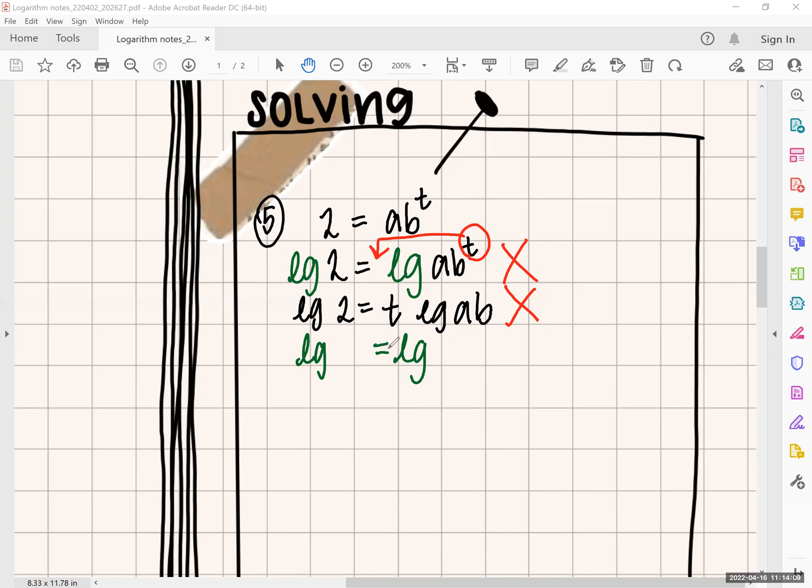Log 2 is equal to log bracket ab^t. Now, can you see ab^t? ab, there's a hidden something. What is the hidden something? Times. Can you remember what this really is? Anybody remember? If you don't remember, look at your laws. So that's why your laws you need to know very well. If you don't know your laws very well, you cannot do solving.